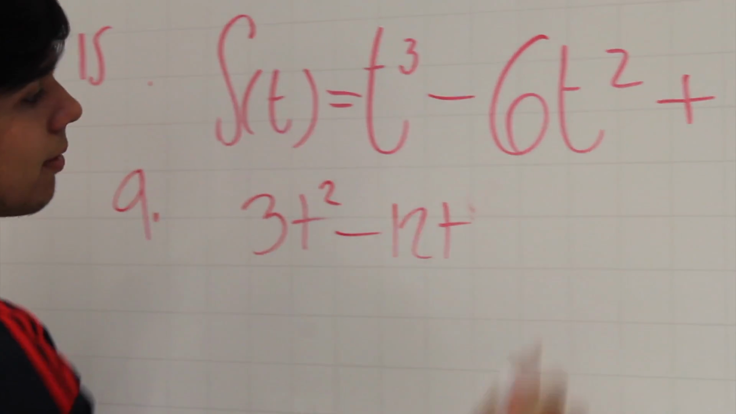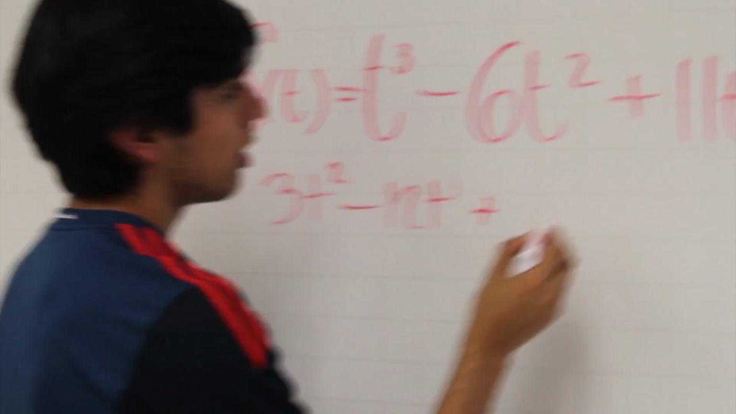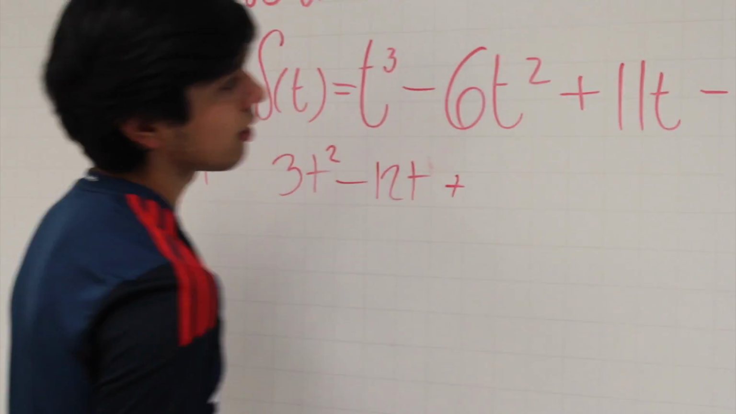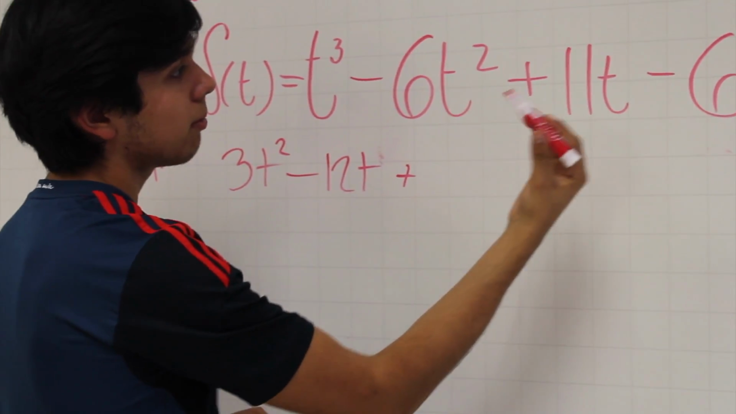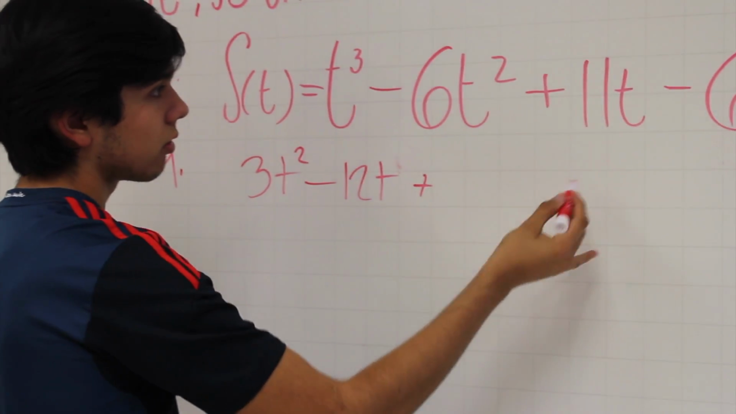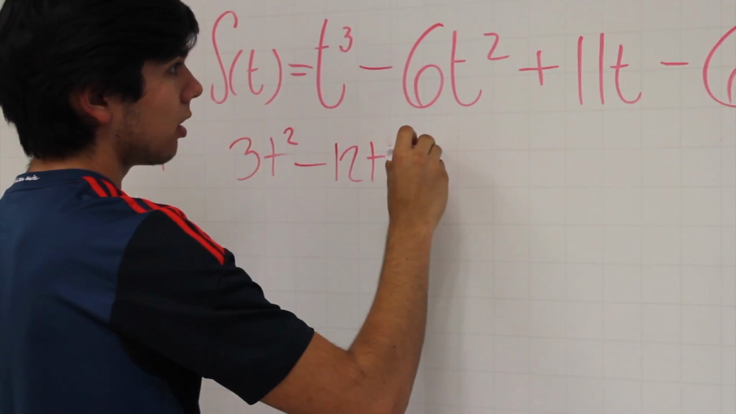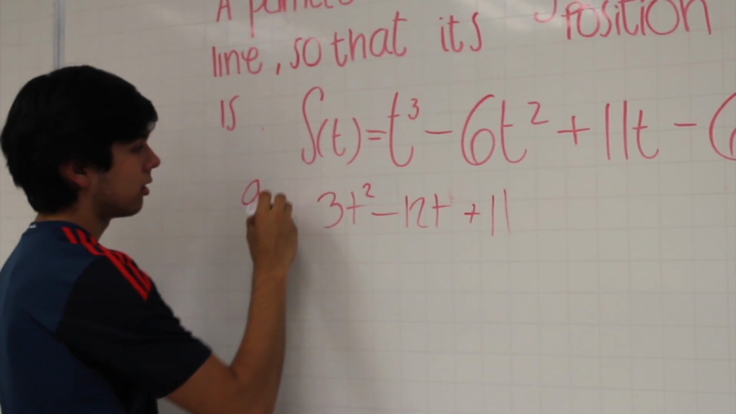Plus you have another rule that says that for a coefficient multiplied by a variable, you only leave the coefficient, so the variable disappears and you have only the 11. And here is your derivative.